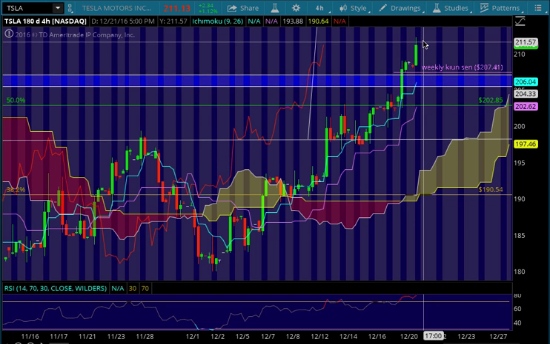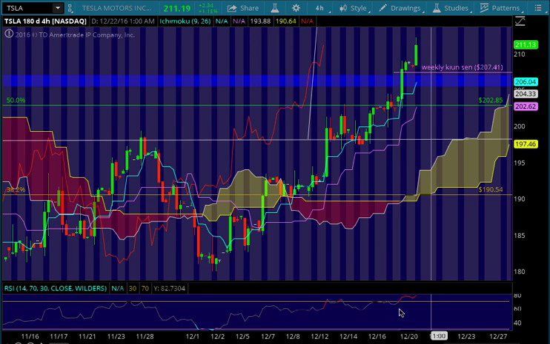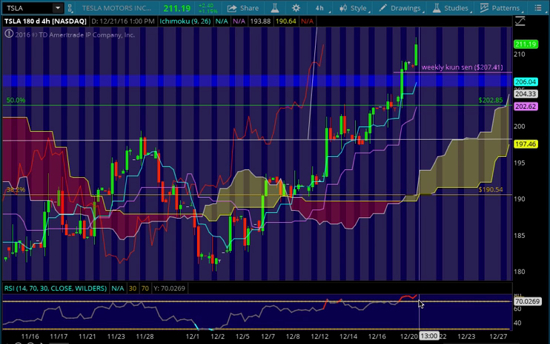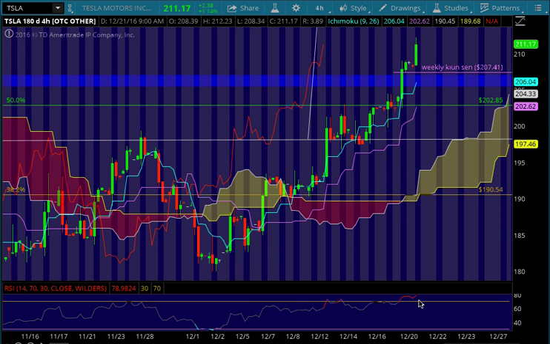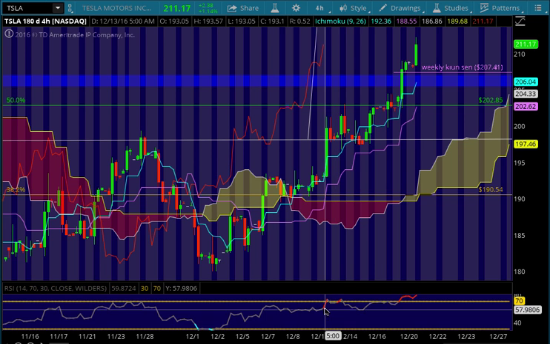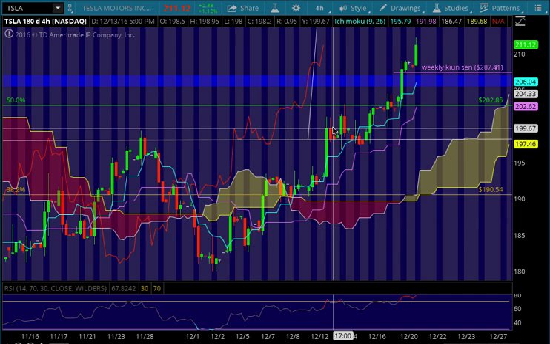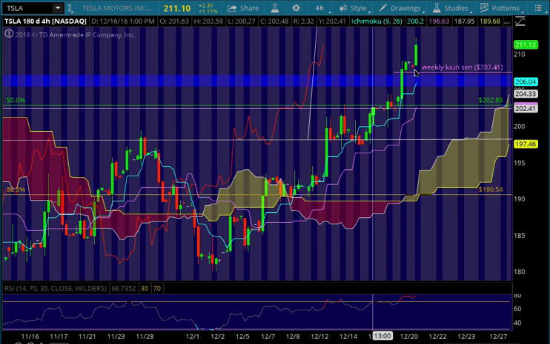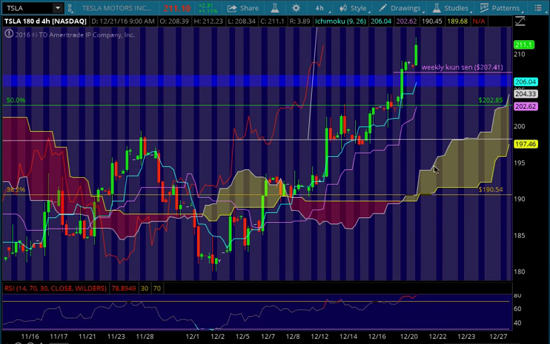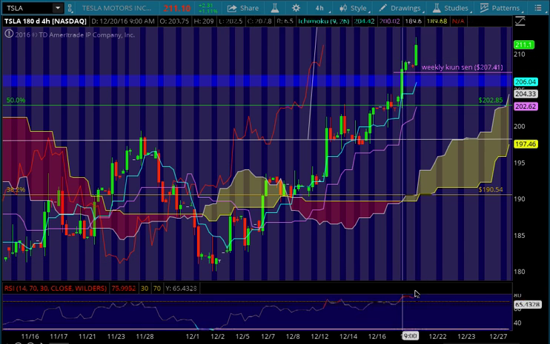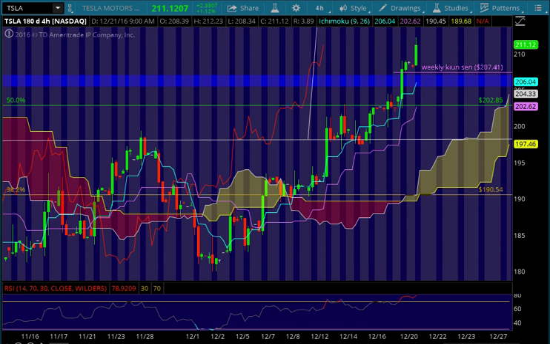Prior resistance turned support. We are overbought on the 4-hour time frame, so that is of concern, which could cause us to look for some flagging action. Last time we were overbought here, we did indeed get some flagging action before the next move up, so we could be in for some flagging action once again, but we shall see. I'm going to leave it there.